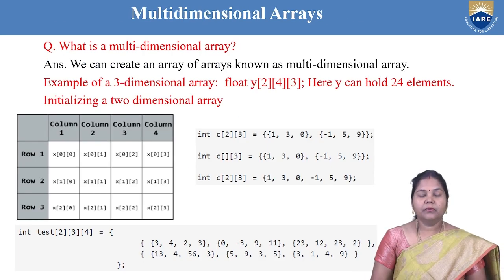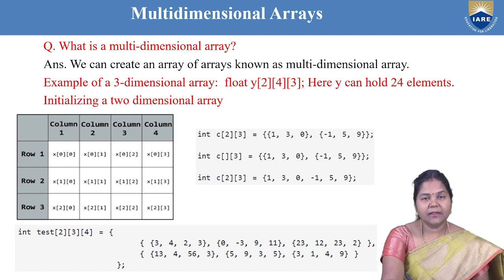Now coming to multidimensional arrays. We can create an array of arrays, known as a multidimensional array. See this diagram, which is nothing but a 2-dimensional array containing 3 rows and 4 columns. So this is a 3 by 4 array.